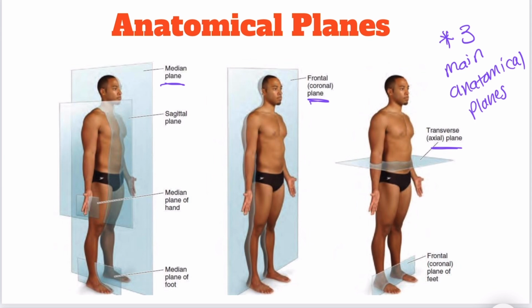Now, the frontal or coronal plane is a vertical plane that runs from side to side, and it actually divides the body into the anterior or front portion of the body, or posterior and back portion of the body. And then lastly, we have a transverse plane or axial plane, and it is a horizontal plane that runs from top to bottom, and it divides the body into superior, upper, and inferior or lower halves of the body.